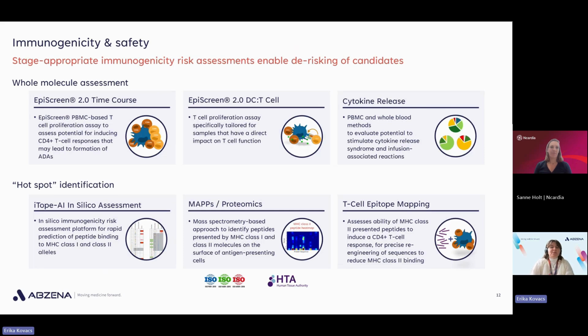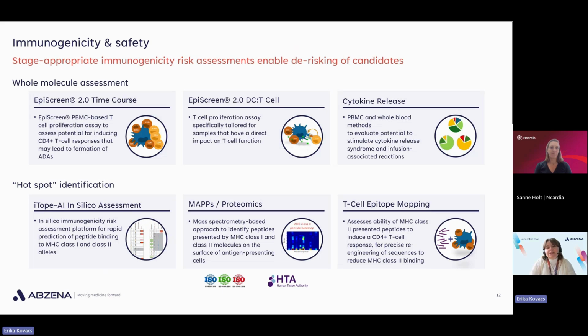So this is a summary of the full suite of assays that Abzena has developed to assess immunogenicity and safety concerns early on. In terms of the top row, you see the whole molecule assessment approaches. This is our EpiScreen PBMC assay, which is our most basic immunogenicity testing assay. You add your drug candidate to a culture of PBMCs, and after various time points, you take a cell sample and you assess CD4 T cell activation and proliferation that may be indicative of later ADA formation.